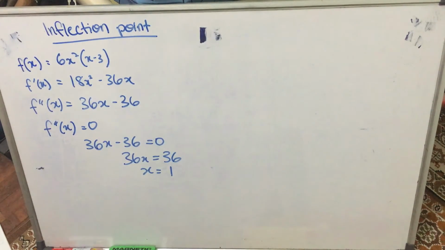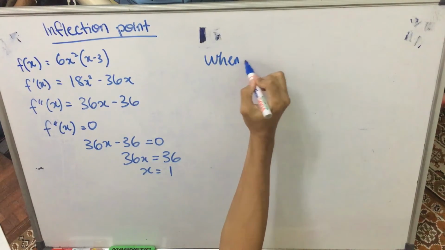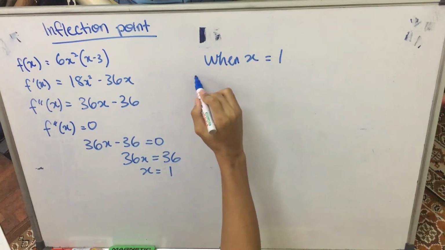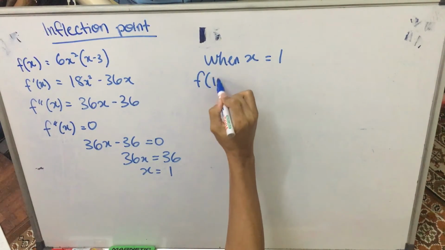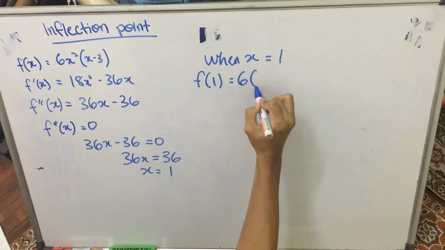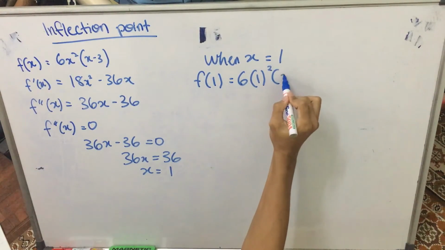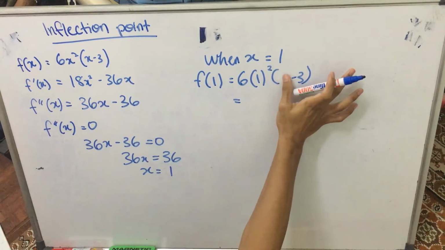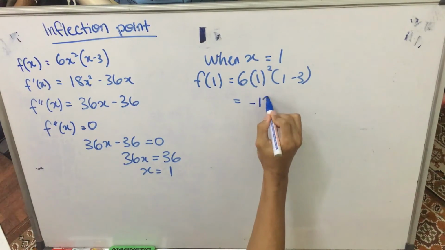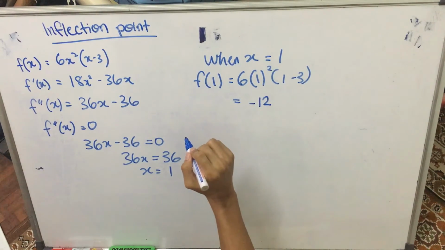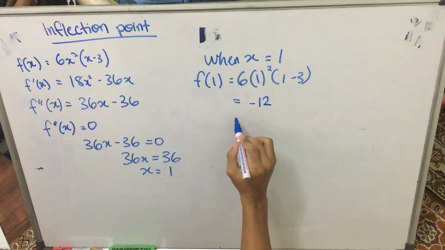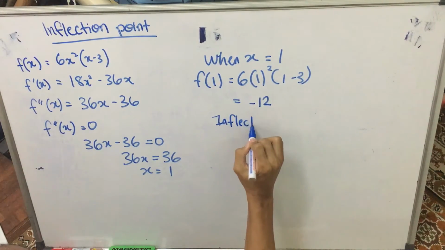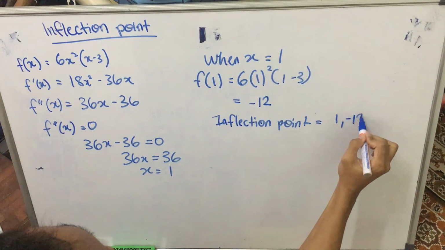Now we need to find the y value. And x is 1. Substitute 1 into the function equation. We get negative 12. And the inflection point will be 1, negative 12.